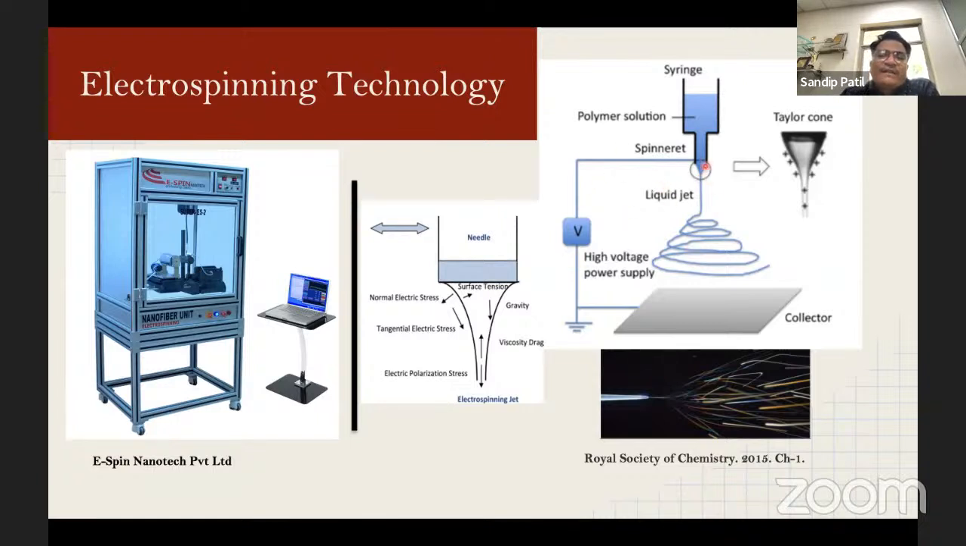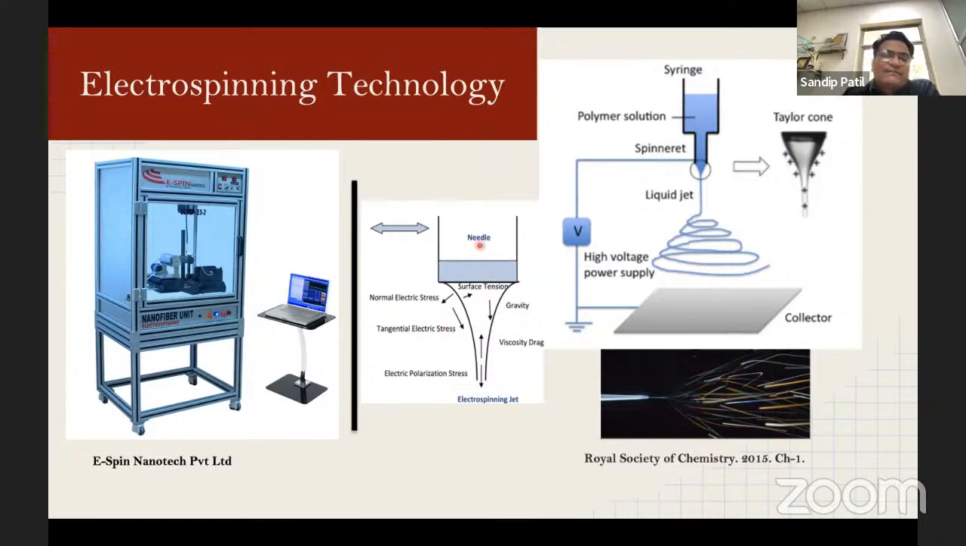The moment you apply the high voltage, the polymer gets charged, and on the other side you have the negative electrode, which attracts the positively charged polymer. During this process, the polymer gets stretched and creates very tiny threads. Those tiny threads are deposited on the collector, and at the same time the solvent evaporates, so ultimately you get the nanofiber deposited on the surface. You can see the physical nature of the process, where there is a Taylor cone, and the Taylor cone bursts, and ultimately you have smaller size nanofibers.